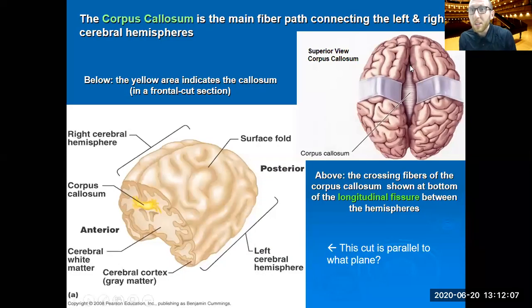So here's a superior view of it. And again, we're looking at an aerial or superior view. The corpus callosum, you can see because the longitudinal fissure has been pulled apart so you can see deep into the brain itself.